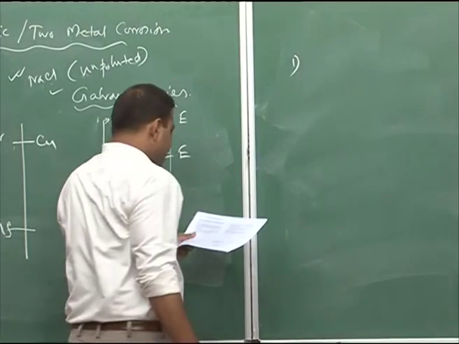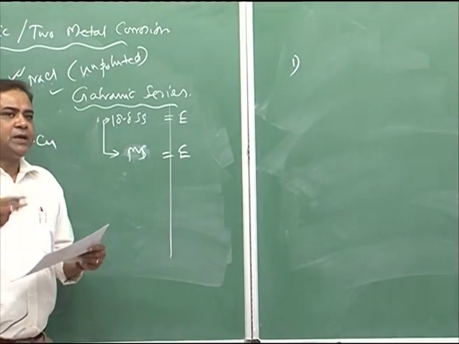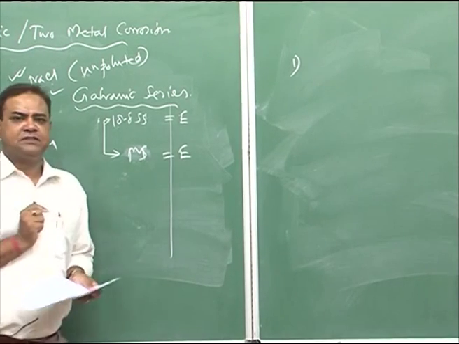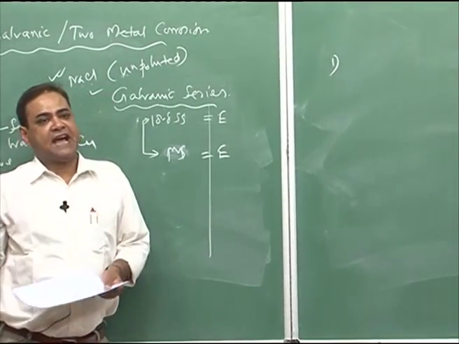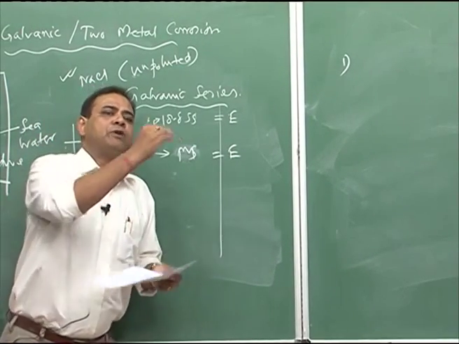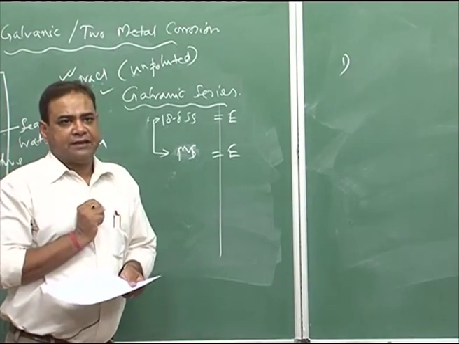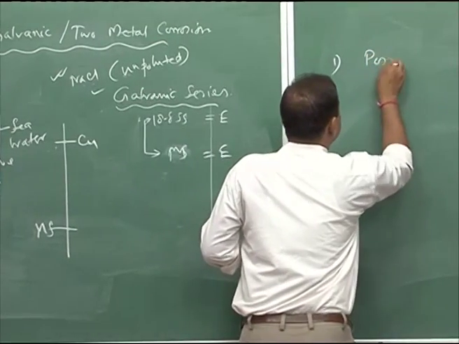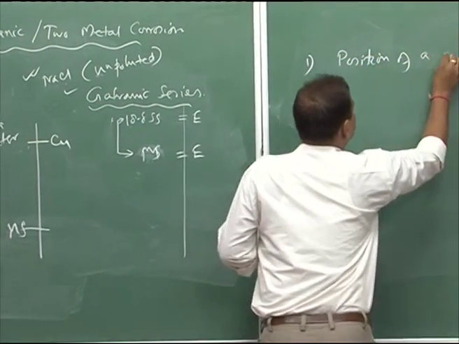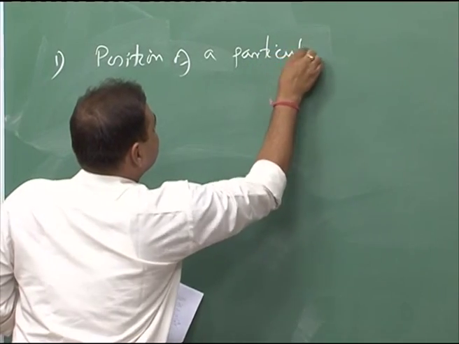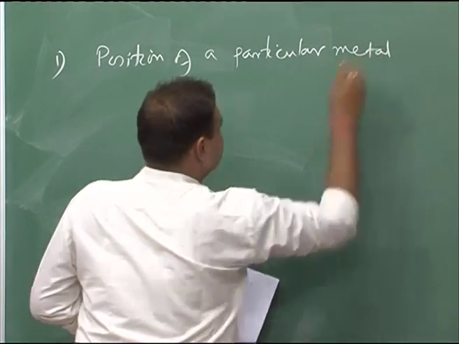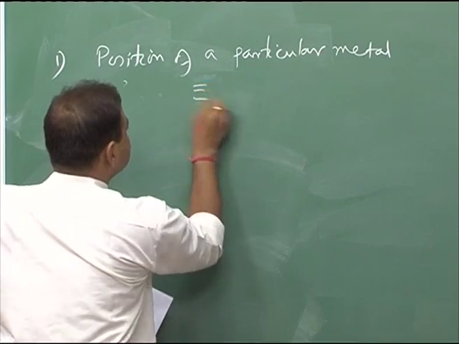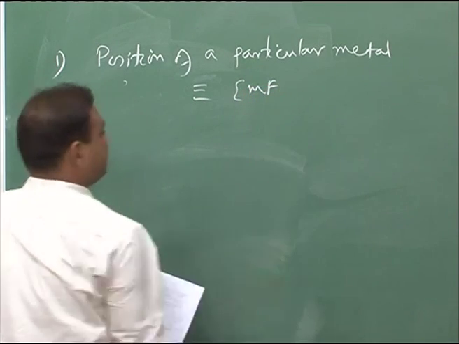One is that the position of metals and alloys in the galvanic series agrees closely with their constituent elements in the EMF series. More or less it happens. So, if copper is noble, zinc is active. In an alloy system also, copper will act as noble and zinc will act as active, but this is not sacrosanct, this may vary. So, the position of a particular metal is basically closely related to the EMF series.